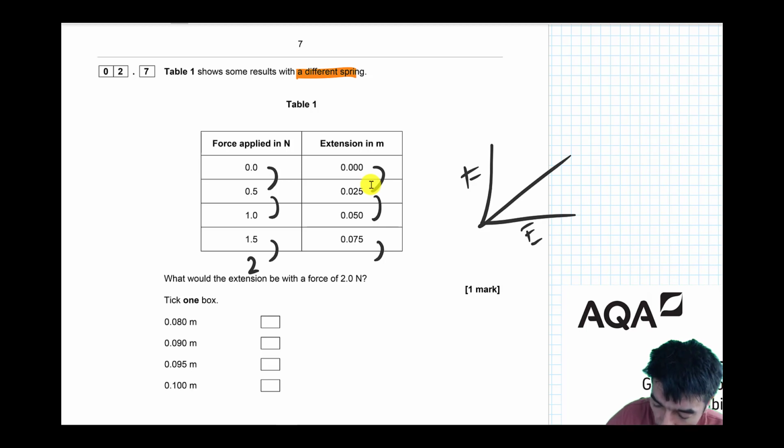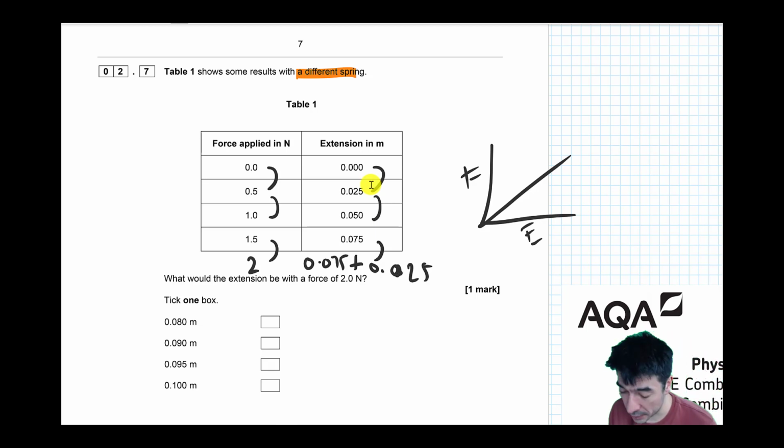So that would get us up to, what is 0.075 plus 0.025? Well, if you're not sure, you can do it on your calculator, but it definitely comes out as 0.1 meters.